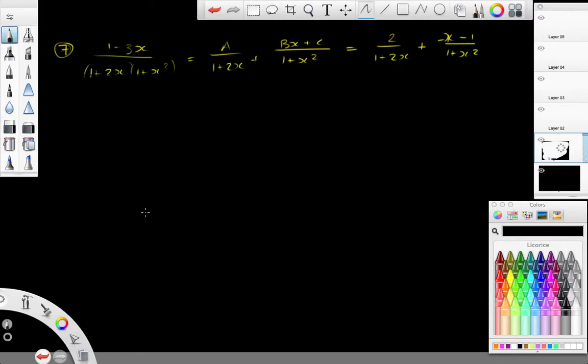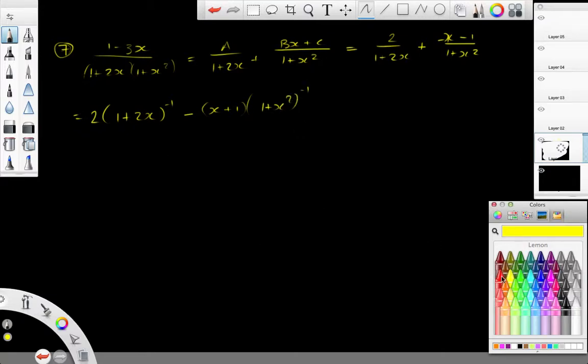Right. The question then said to express this in the form of a binomial expansion, so we can say that is equal to 2 times (1 plus 2x) to the power minus 1, and I'm going to put minus (x plus 1) times (1 plus x squared) to the power minus 1.